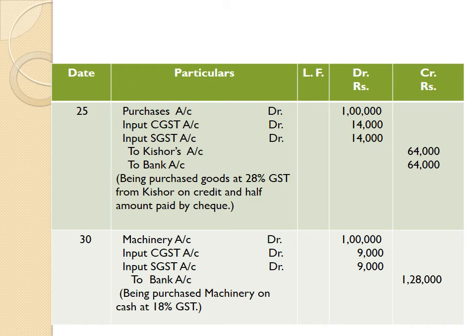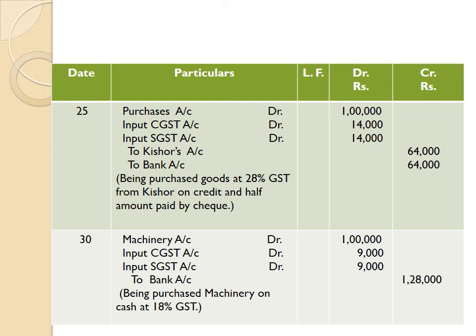So goods purchased 1 lakh, central GST 14,000, state GST 14,000. The total of these three items is rupees 1 lakh 28,000. Half of rupees 1 lakh 28,000 came to rupees 64,000, that is half amount paid by check to bank account 64,000, and the remaining amount is credit, that is Kishore's account is to be credited for rupees 64,000.